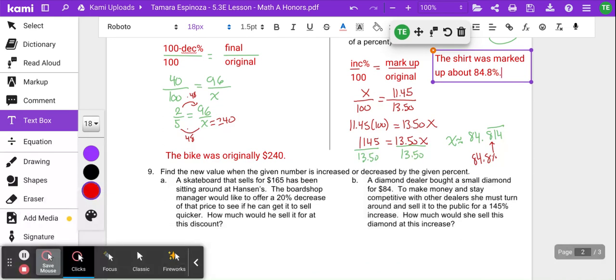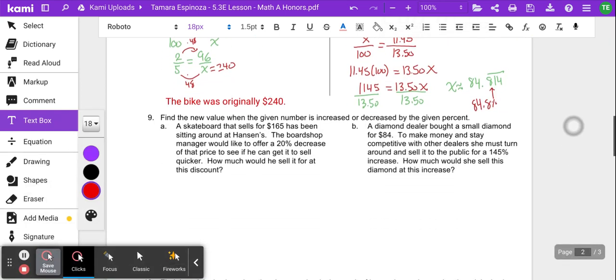Okay, try number 9, A and B. So pause the video, try 9A and B, and then see if you got it right. Find the new value when a number is increased or decreased by the given percent. A skateboard that sells for $165 has been sitting around at Hanson's. The manager would like to offer a 20% discount off that price to see if he can get it sold quicker. How much would he sell it for at the discount?